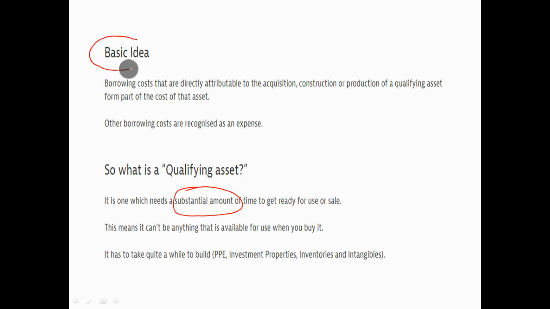So as a refresher, the basic idea behind capitalization of borrowing cost is that borrowing costs are directly attributable to the acquisition or construction or production of a qualifying asset, so they should form part of the cost of the asset. We know that the cost we are going to recognize for a specific asset will include the acquisition cost and any cost that is directly attributable to bringing that asset to conditions intended by management for its use. Borrowing cost is one of those costs. That's why we have to capitalize them. But the manner in which we are going to capitalize them is prescribed by IAS 23, which is borrowing costs.